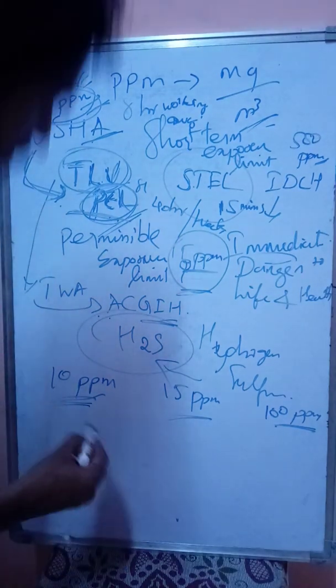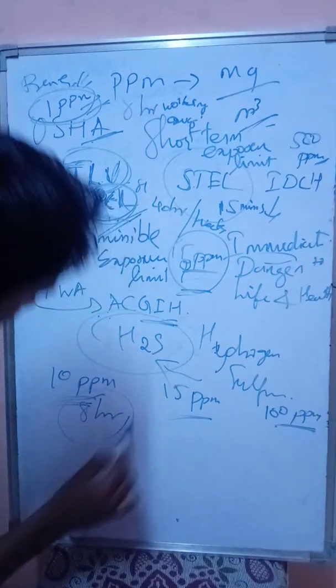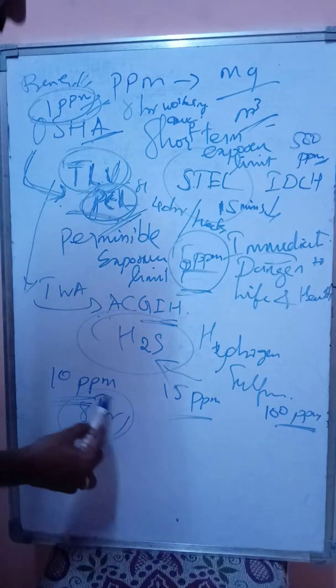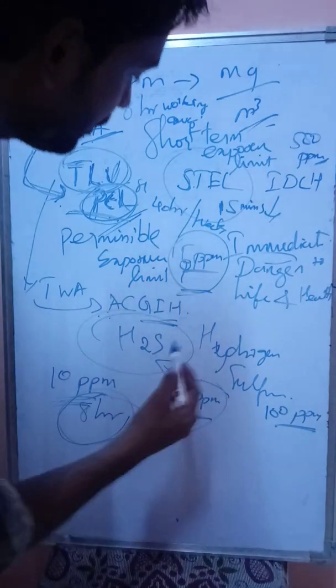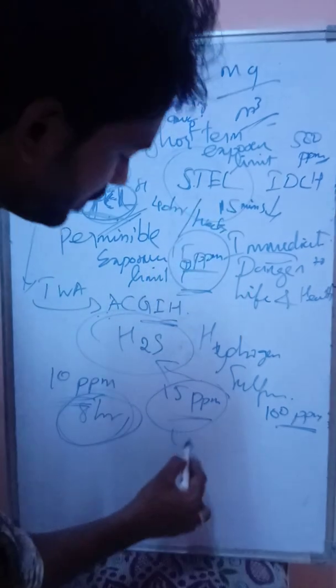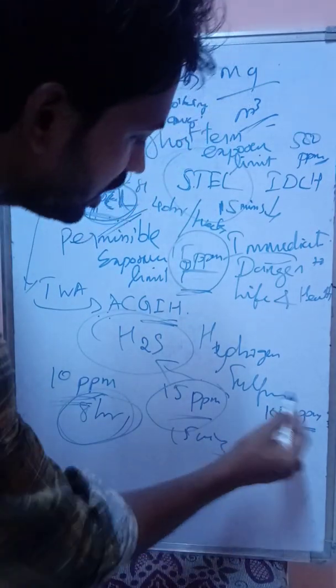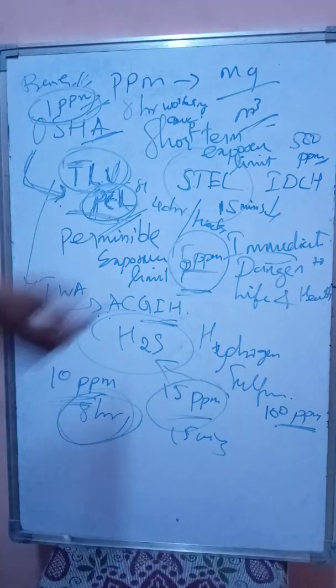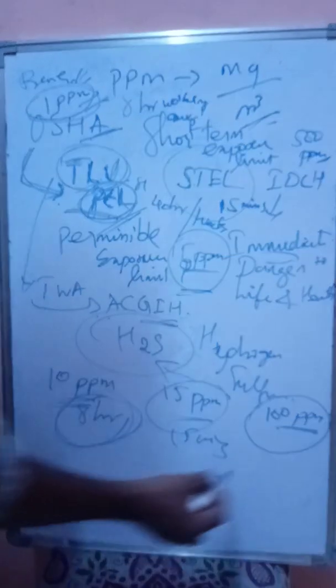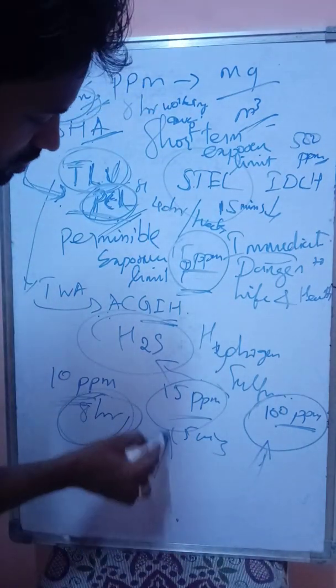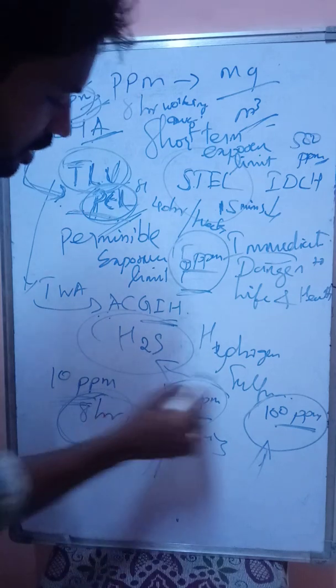The TLV is for an 8-hour average, an 8-hour working environment. We can work for 8 hours with this concentration. 15 ppm is for STEL, which is for 15 minutes only. And this is immediately dangerous to life and health. You cannot work with this much exposure. You should evacuate this place immediately. So mostly we won't allow this much leakage.